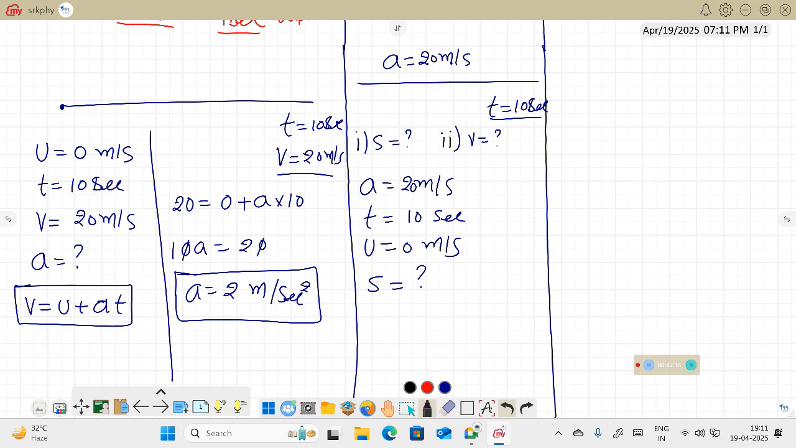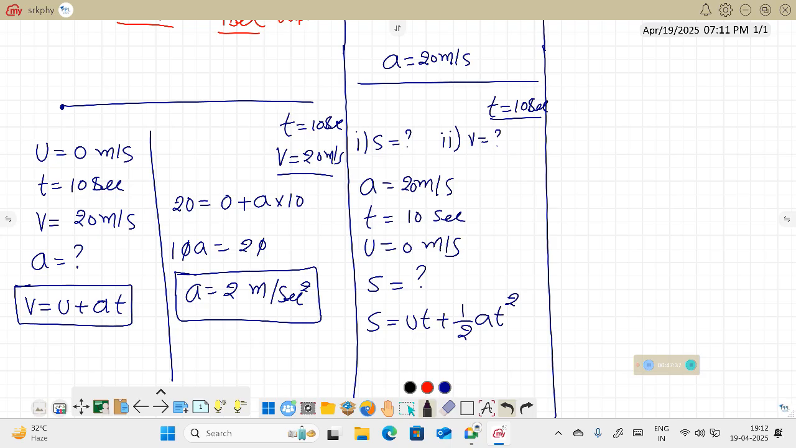So what is the kinematic equation related to this one? S = ut + 1/2 at squared. Yes, that equation you have to use. S equal to ut plus half a t squared. This equation you have to use.